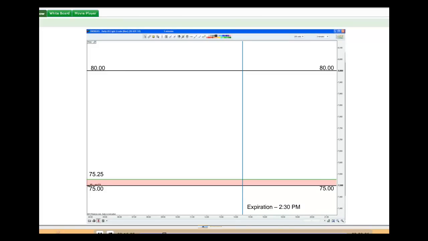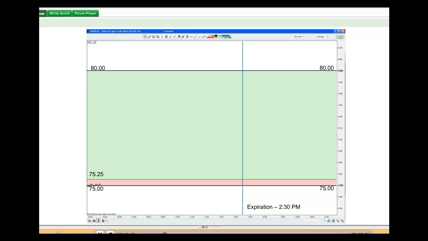Now, the first question will be, well, why would I give up 25 ticks to the market? I mean, that seems kind of illogical. Why would I give up that much edge? And the reason is the protection. This is a trade that we're not going to require a stop on because our risk is absolutely limited. We know it up front.